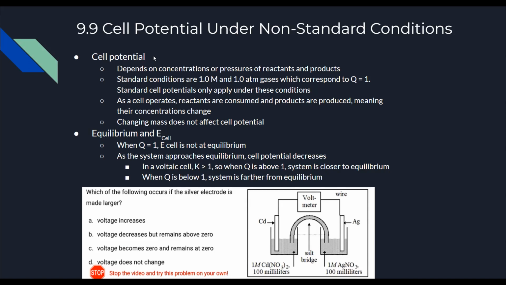So the question is asking which of the following occurs if the silver electrode is made larger. So the silver, or Ag, if the electrode itself is made larger, the voltage does not change, as silver is a solid and it doesn't appear in any of the equilibrium or Q expressions. So the voltage will not change at all. It will not affect Q or voltage. So that's our answer.